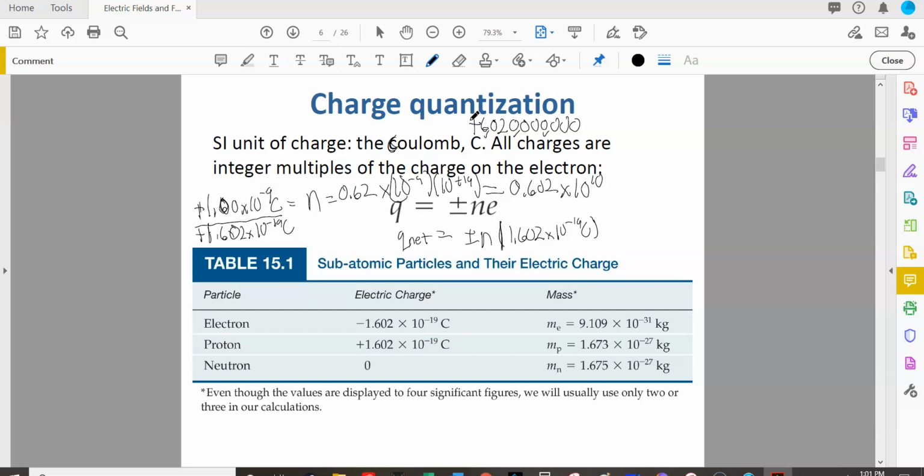So that's how you figure out the total number of charges on an object. They give you the total charge of the object, and you divide it by a single charge, and that tells you the total number of charges built on that object.